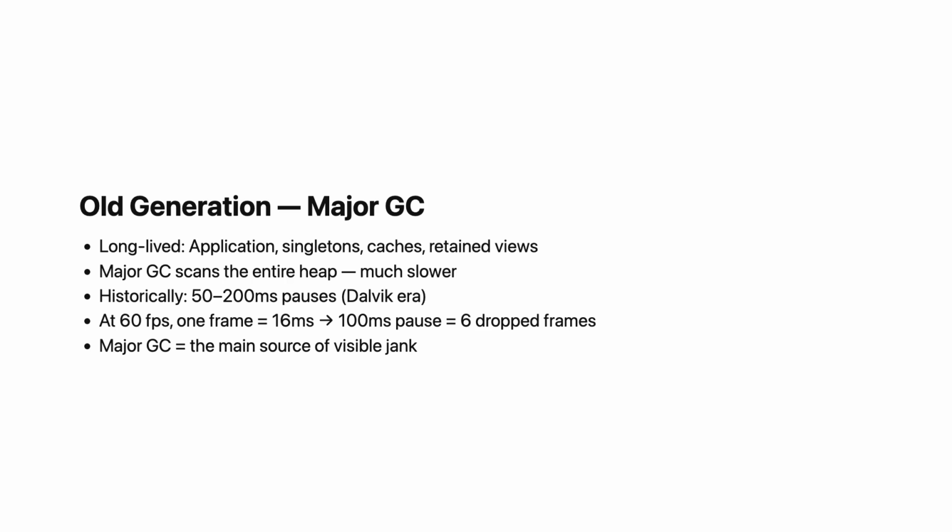In the old days of Android, a major GC could pause your app for 50, 100, even 200 milliseconds. At 60 frames per second, you need to produce a frame every 16 milliseconds. A 100 millisecond pause means you just dropped 6 frames. Your users see a visible stutter, a jank, and it feels terrible. This is why understanding garbage collection is not academic for Android developers. It is directly connected to whether your app feels smooth or janky.